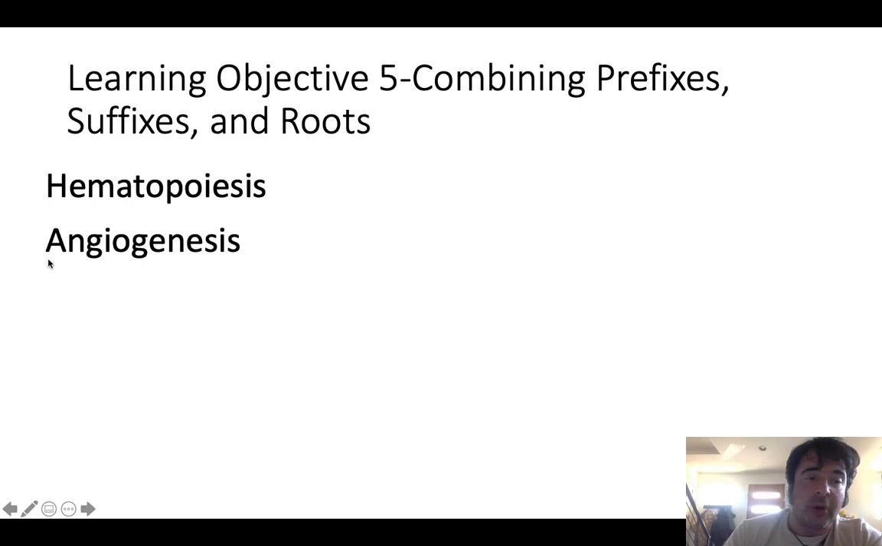Angiogenesis. So angi means blood vessel, and if we look back, genesis means making. Angiogenesis is the making of blood vessels. Because angi means blood vessel and genesis means making, how do we combine those two? Well, I look at this first letter in my suffix and I go, is that a vowel? Is it A, E, I, O, or U? It is not a vowel. So I include the combining form O to latch this word root to this suffix.